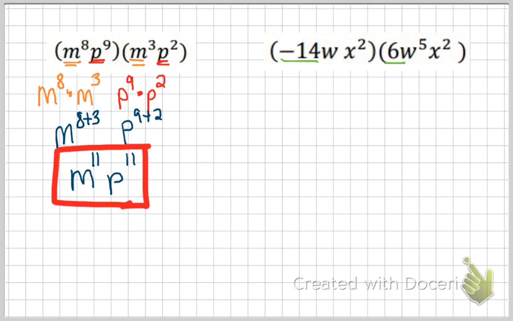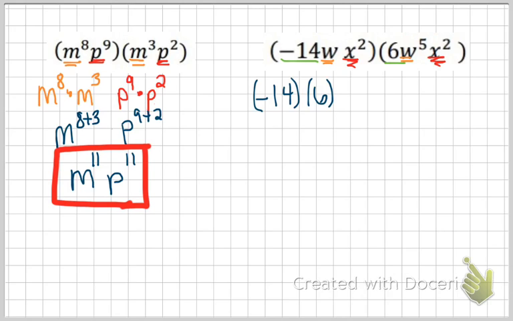We have 2 different variables. So here's my w, and we also have x's. So x's. Alright, so there's 3 different things. So what I'm going to do is separate these 3 things. So this is negative 14. And I'm going to keep it in parentheses because we are multiplying in the end.